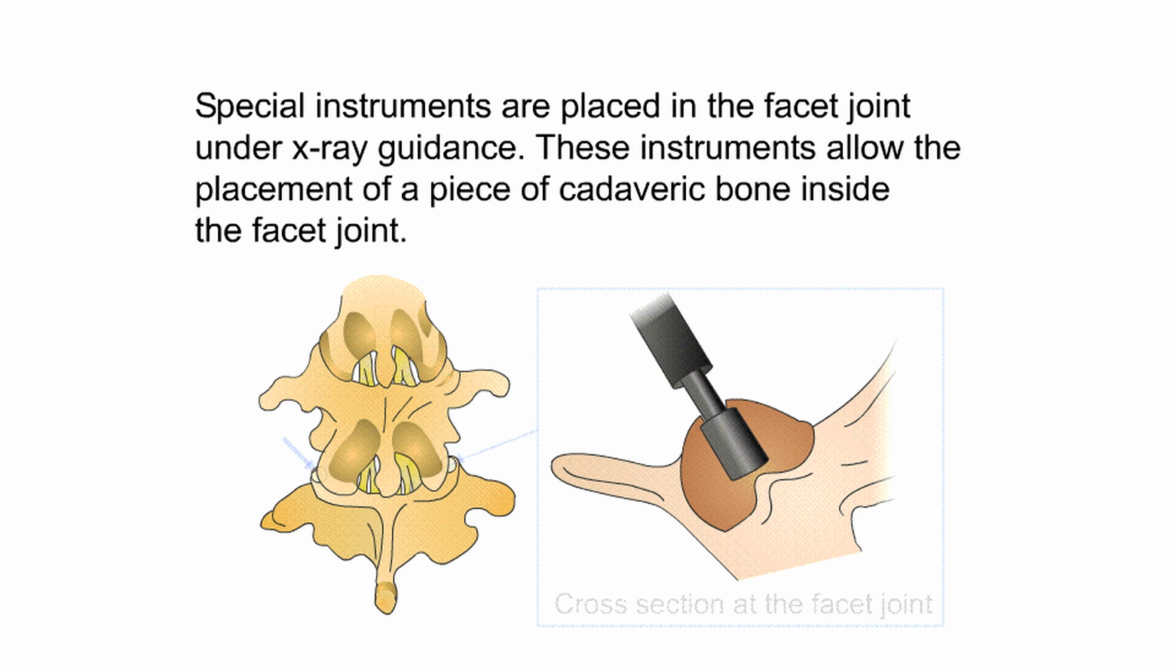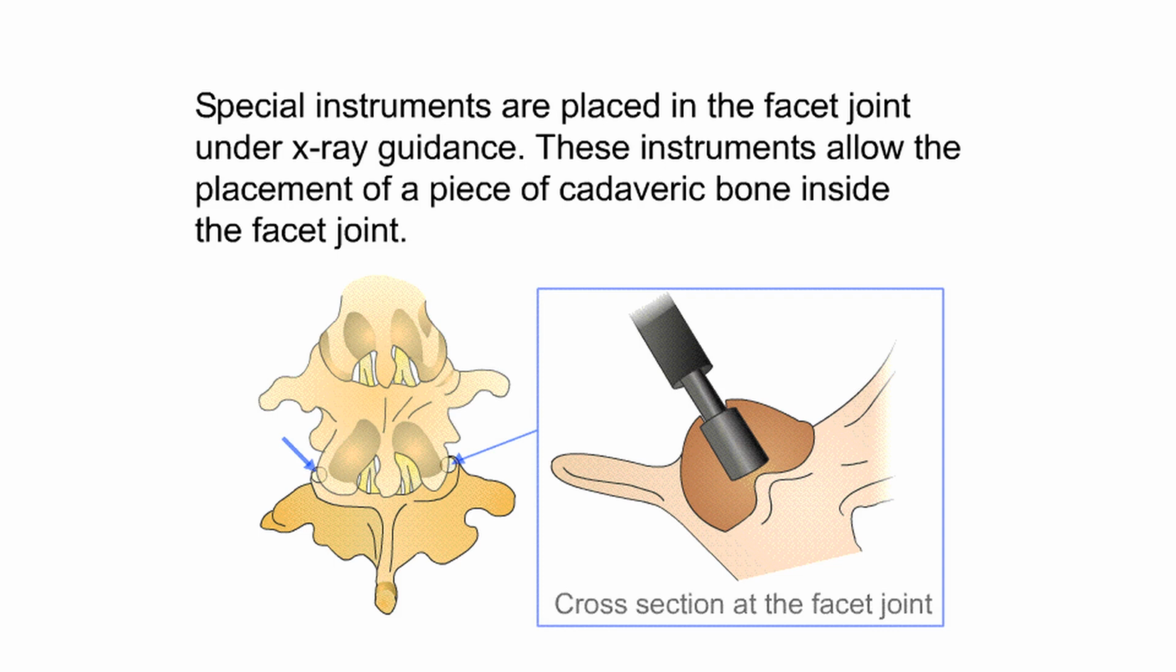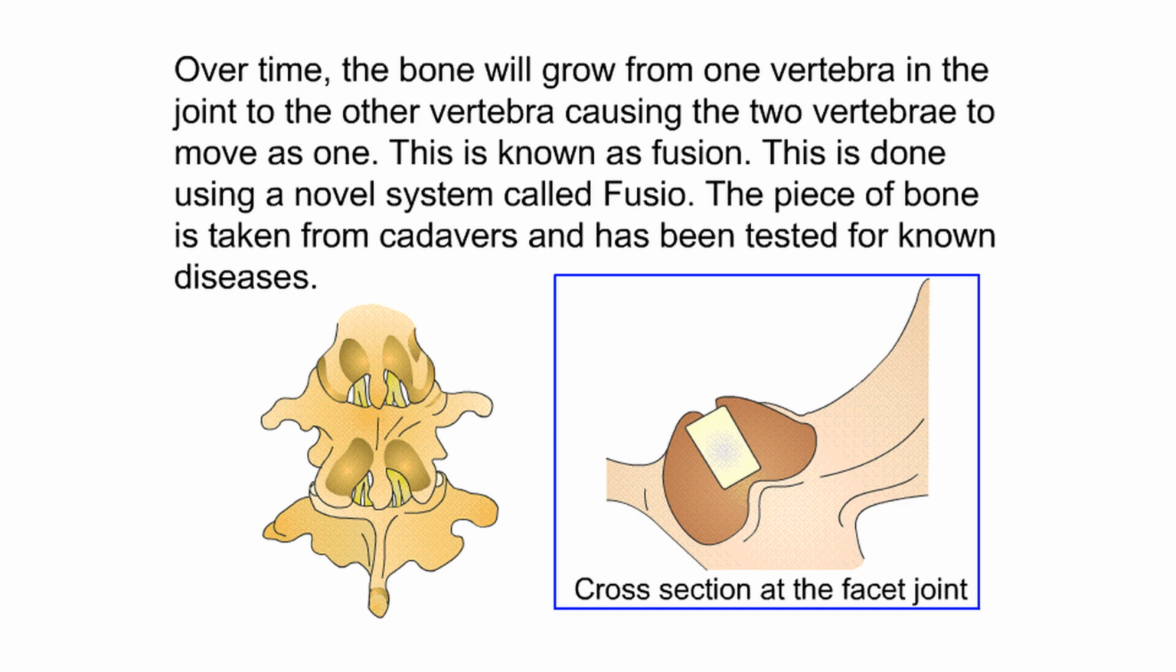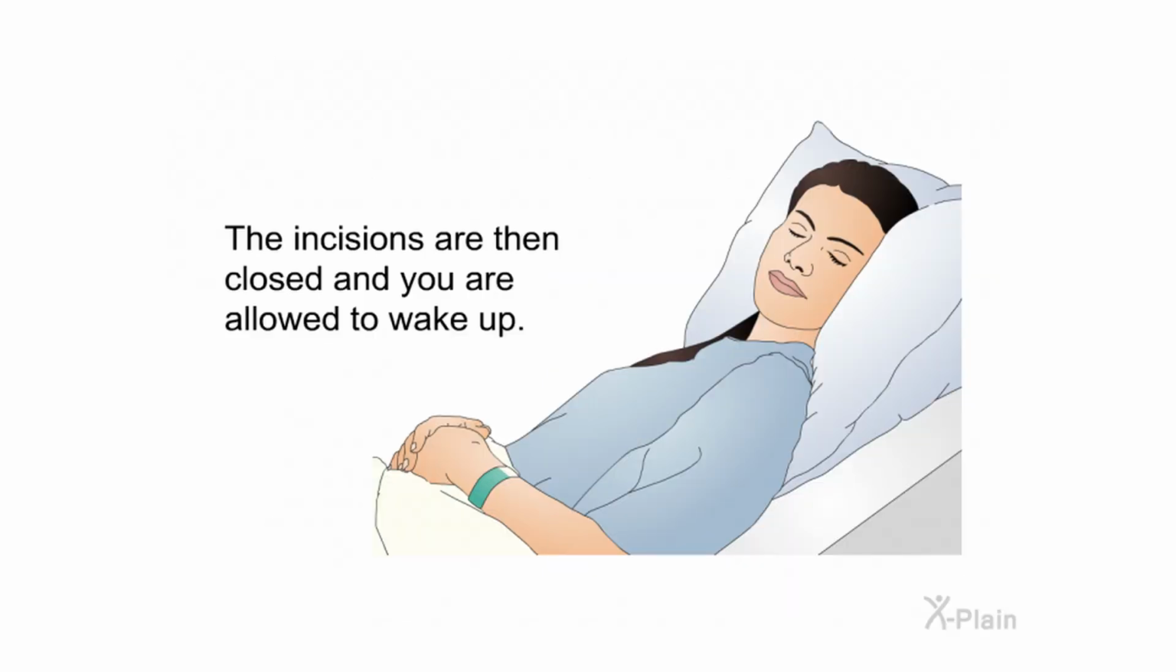Special instruments are placed in the facet joint under X-ray guidance. These instruments allow the placement of a piece of cadaveric bone inside the facet joint. Over time, the bone will grow from one vertebra in the joint to the other vertebra, causing the 2 vertebrae to move as one. This is known as fusion. This is done using a novel system called Fusio. The piece of bone is taken from cadavers and has been tested for known diseases. The incisions are then closed and you are allowed to wake up.